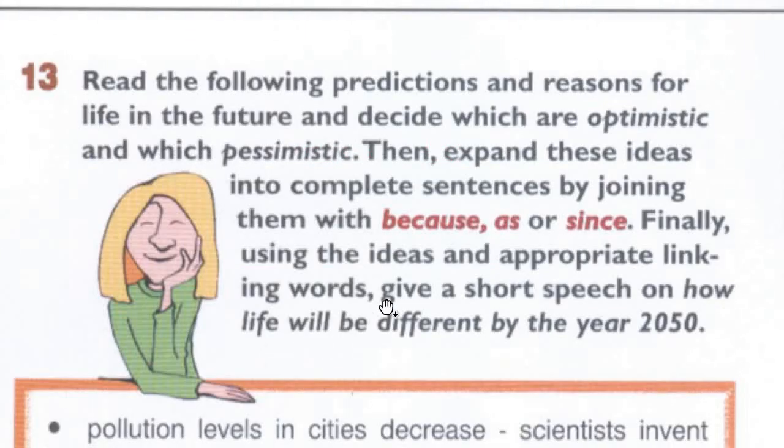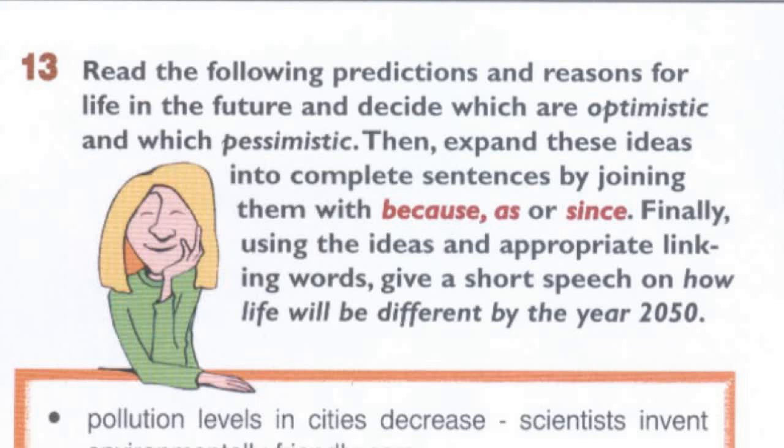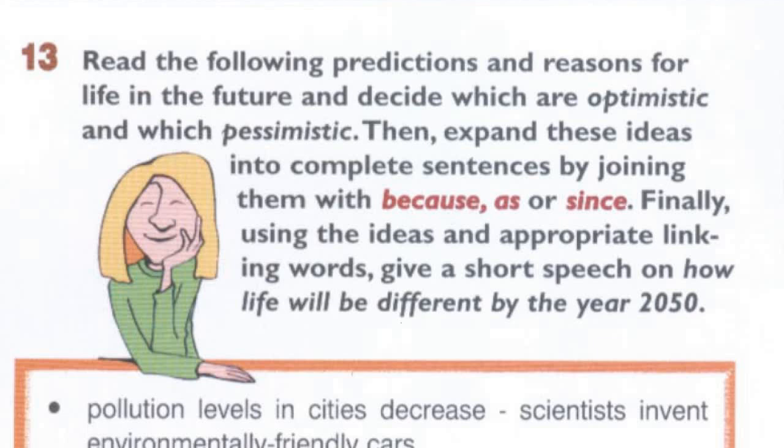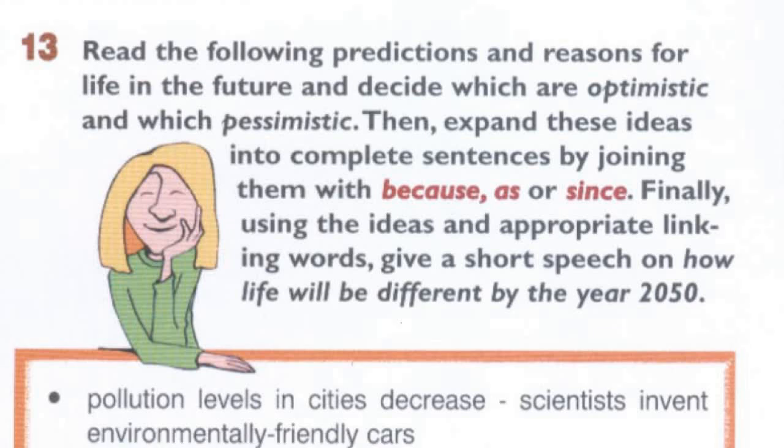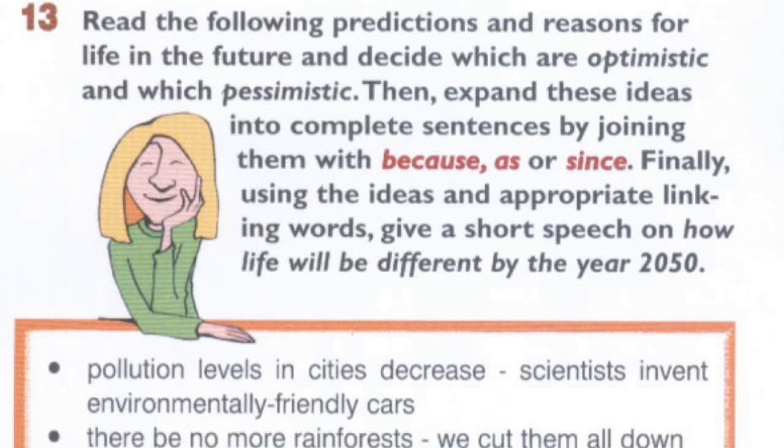In page number 47, you're supposed to read the following predictions and reasons for life in the future and decide which ones are optimistic and which ones are pessimistic. What is the meaning of optimistic? Optimistic means being positive about the future, hopeful or positive.